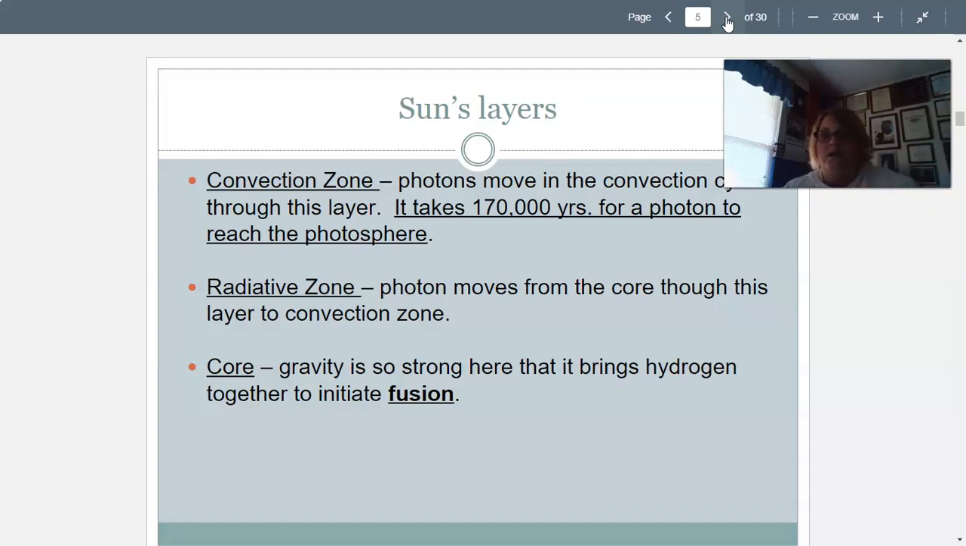Okay, in the core, that's where the gravity is so strong that it's bringing hydrogen together to initiate fusion. Okay, this is a big thing on how the sun operates, is knowing that core, the gravity is so strong pushing in on it, it's taking two atoms of hydrogen and pushing them together, okay? And that's fusion.